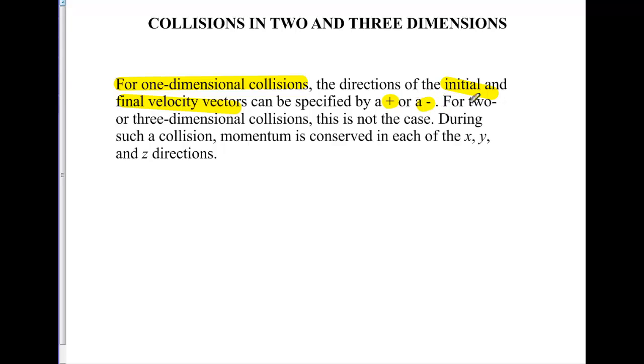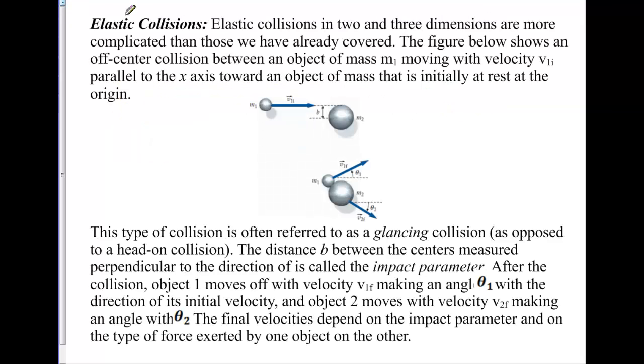When you're talking about 2 and 3-dimensional collisions, they become a little bit more complicated because we have to consider the x, the y, and the z directions of the collisions. As specified earlier, elastic collisions typically are going to be harder than inelastic or perfectly inelastic collisions. When you get into elastic collisions in 2 and 3 dimensions, they're even more complicated than what we've already covered.